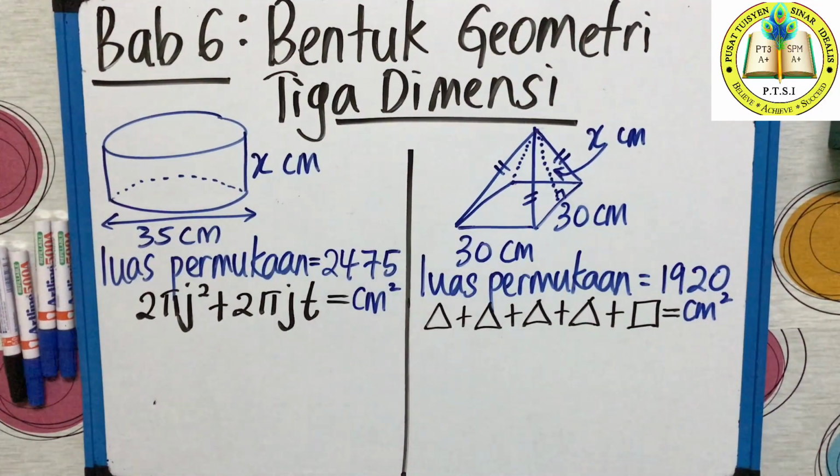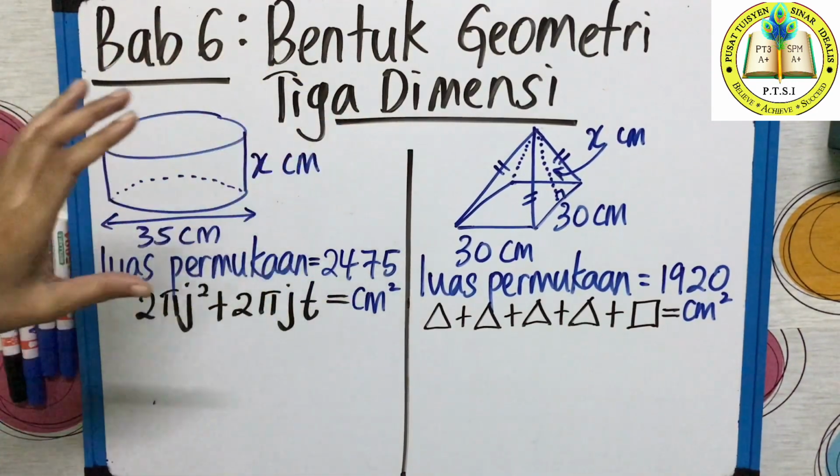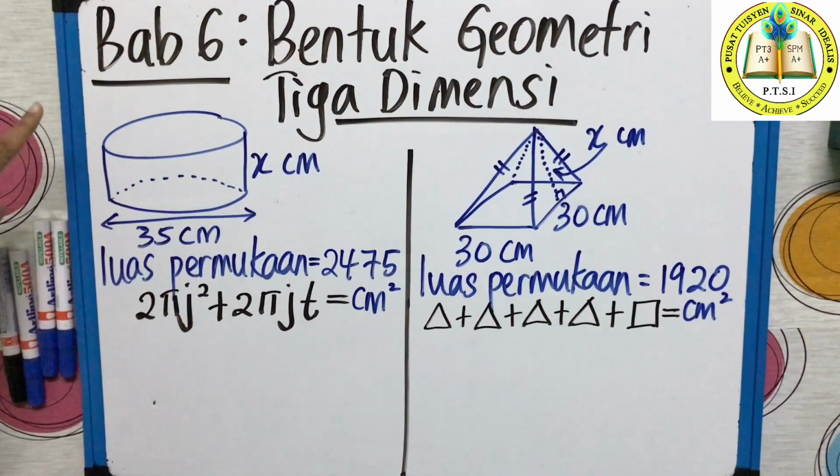Kelas, hari ini cikgu akan bincang bentuk geometri 3 dimensi. Okay, bab 6, form 2, chapter 6. It is a geometry structure with 3 dimensions. Okay, soalan pertama adalah silinder.